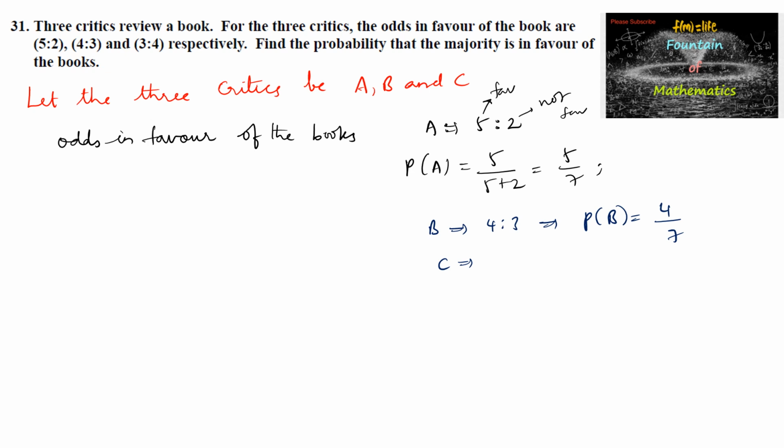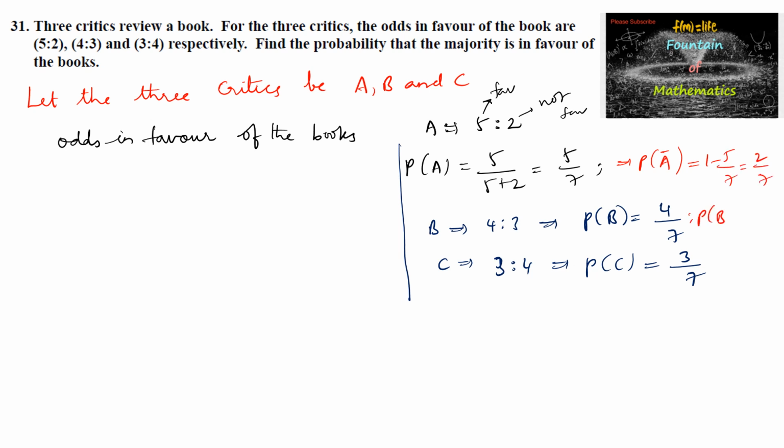And for C it is given 3 is to 4, which implies probability of an event C is equal to 3 divided by 3 plus 4, that is 3 by 7. And probability of an event A is equal to 5 by 7, which implies probability of A bar is 1 minus 5 by 7, that is 2 by 7. And probability of B bar is equal to 3 by 7. And probability of C bar is equal to 4 by 7.